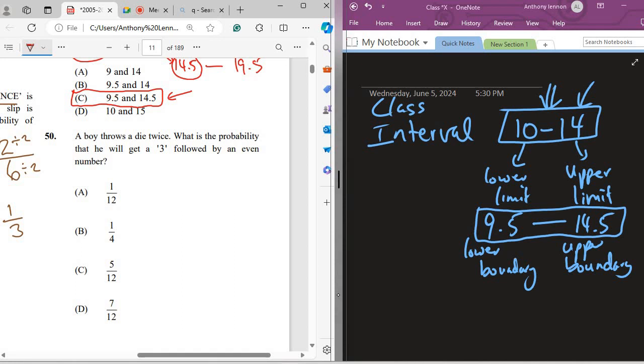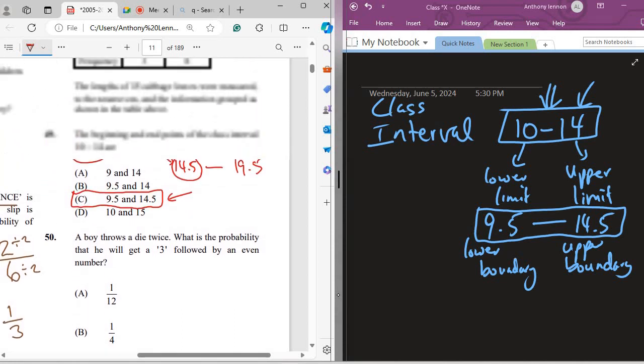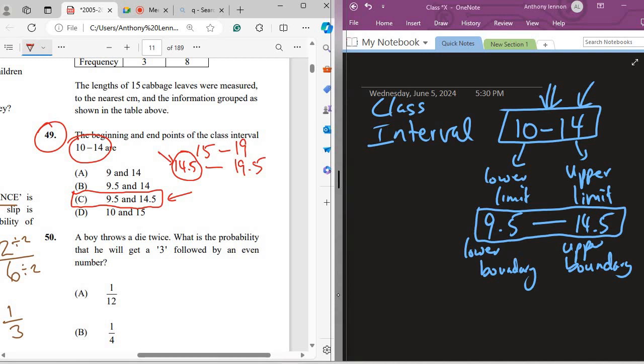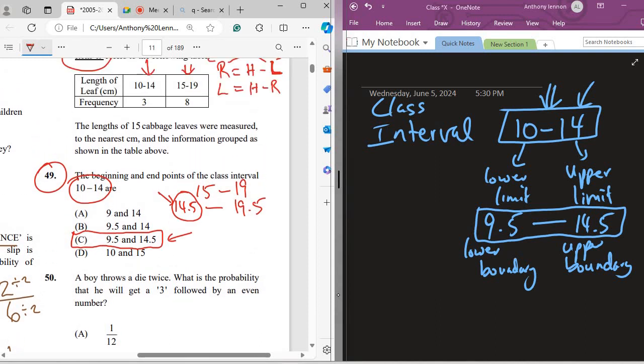Because it said nearest centimeter, that's why I said D. Oh no! What they're saying is that when they were carrying out the survey, whoever carried out the survey looked at those leaves that had fractional parts, the decimal parts, so they round them off. So if a leaf measured 9.5, they'll put it in this category here, 10 to 14.